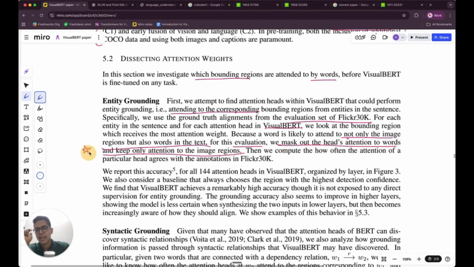Oh, interesting. I did not know this. Did you understand what they're saying? What they're saying is, see, in self-attention, all tokens attend to all tokens. In the tokens, you have words and images, right?